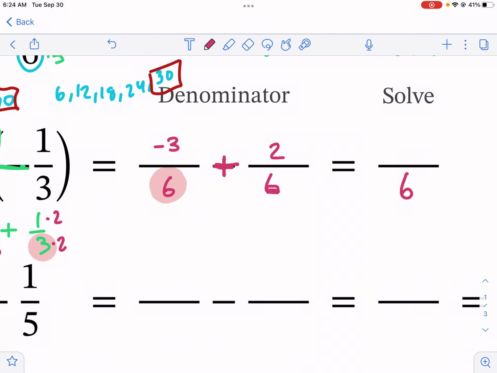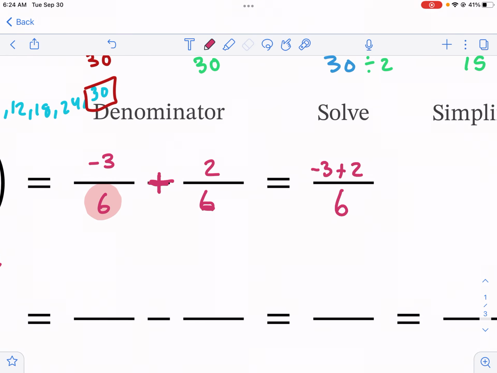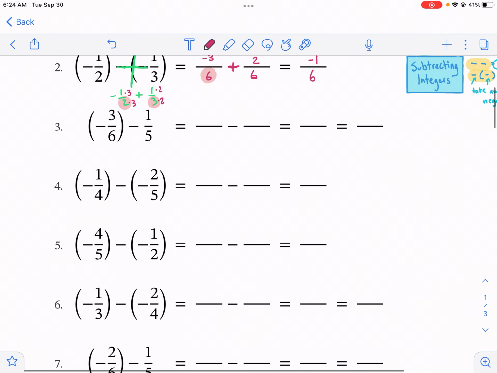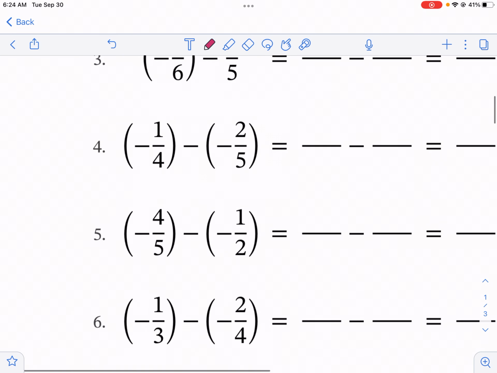I know my answer is going to have 6 in the denominator, and now I just have this problem. Negative 3 plus 2 in the numerator. Negative 3 plus 2, well, the bigger number is negative, so I know my answer is going to be negative. And I'm going to do subtraction. 3 minus 2 is negative 1. So negative 1/6 is going to be my answer. Let's do maybe one more. We'll do this one right here.